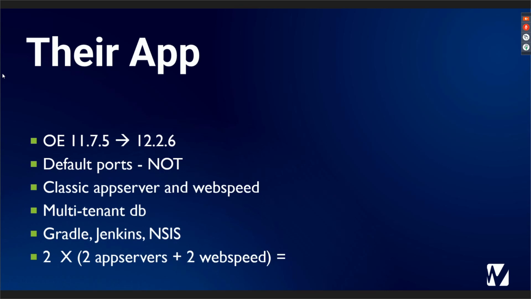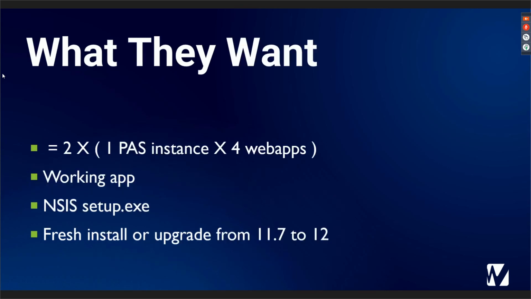And what they want to get from this equation, they want to have 2 PAS instances, each one with 4 deployed web apps. Each web app corresponds to the app server or the webspeed that they had before. Of course, they want their application working, and if not better, then at least the same performance. And there will be some performance testing, but none was done yet.